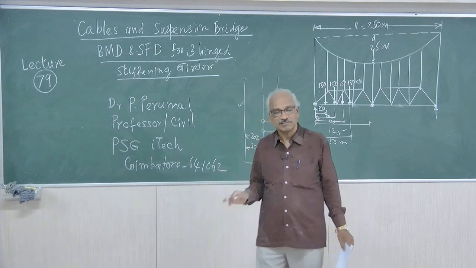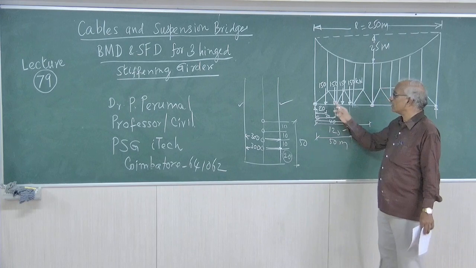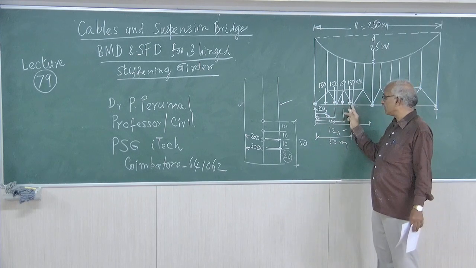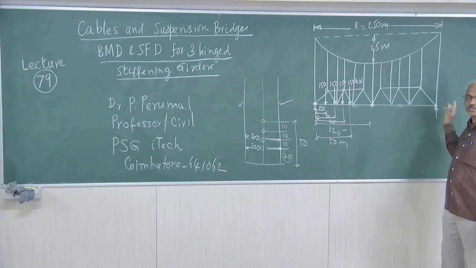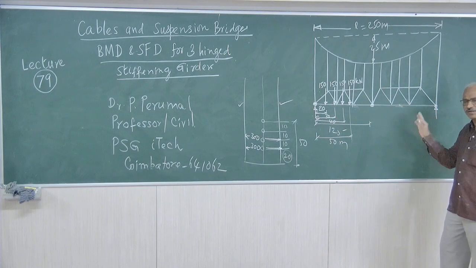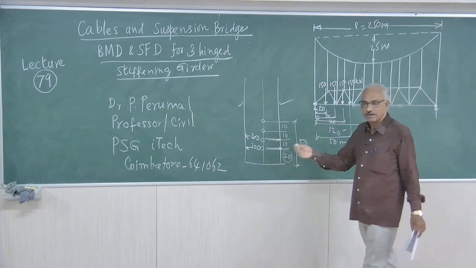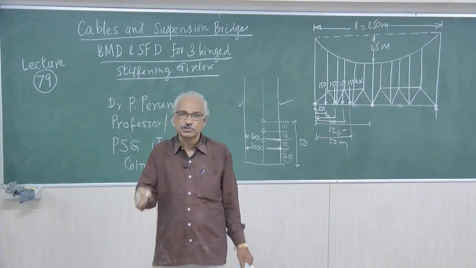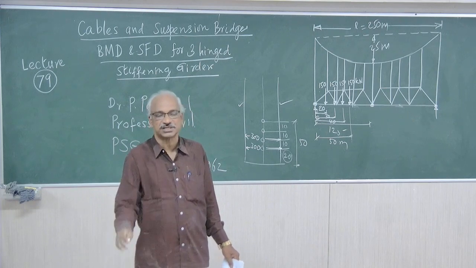That is, what we are going to do here is find out the bending moment at 20 meters, 30 meters, 40 meters, 50 meters, 125 meters, mid span, and also at the right hand support. We will find out all these values and plot the bending moment diagram. Similarly, at salient points, we will find out the shear force values from left to right and plot the shear force diagram.